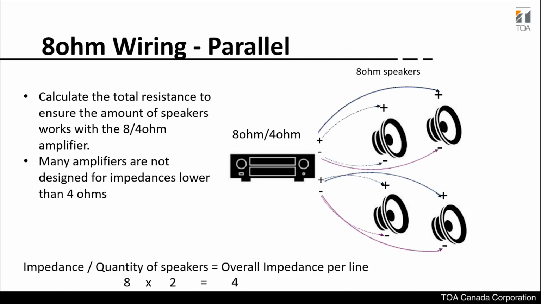So now let's discuss 8-ohm wiring in parallel. Looking at 8-ohm parallel wiring, first off, ensure you calculate the total resistance to ensure the amount of speakers works with the 4-ohm amplifier. Note that many amplifiers are not designed for impedance lower than 4 ohms. Impedance divided by quantity of speakers will equal overall impedance. So as you can see here, 2 8-ohm speakers will have 4 ohms: 8 plus 8 divided by 2, it will be 4 ohms. So total impedance will be 4 ohms.